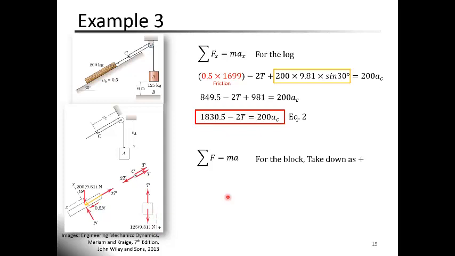So we have here two forces. The first force is the weight of the block, which is 125 multiplied by 9.81, and the second force is T. And because it's going up, it's negative T. So the summation of the forces in the y direction for the block is equal to its mass, which is 125, multiplied by the acceleration of this block, AA. And this is going to be our third equation. So we have three equations now. So the next step is to solve these three equations together to find the tension T, the acceleration of the block AA, and the acceleration of the log AC.